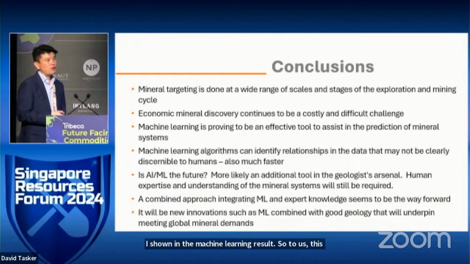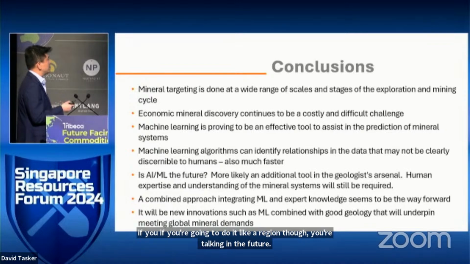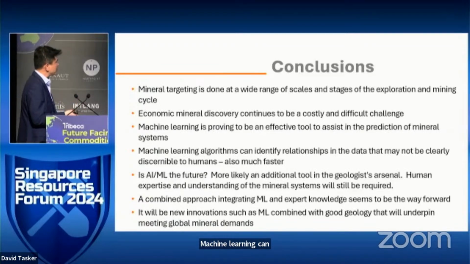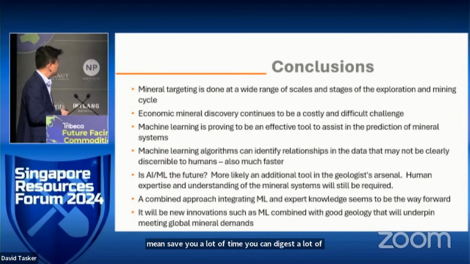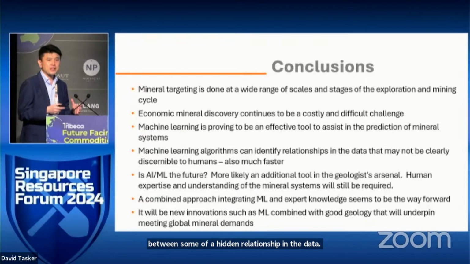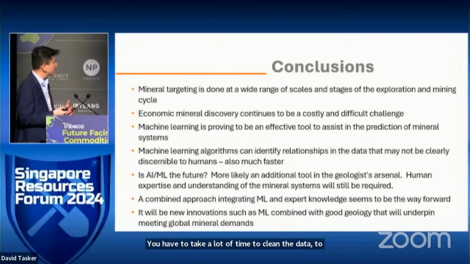Perhaps if you're going to do regional exploration targeting in the future, machine learning can help you save a lot of time. It can digest a lot of data together and try to work out some hidden relationship in the data. But if you have to do this kind of brownfield exploration, it's not a simple process. You have to take a lot of time to clean the data, put the data in the right format, and test different models to try to work out the relationship.